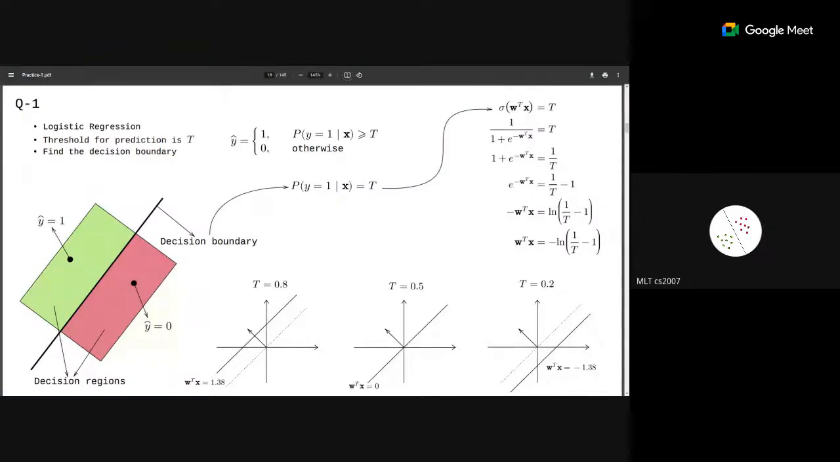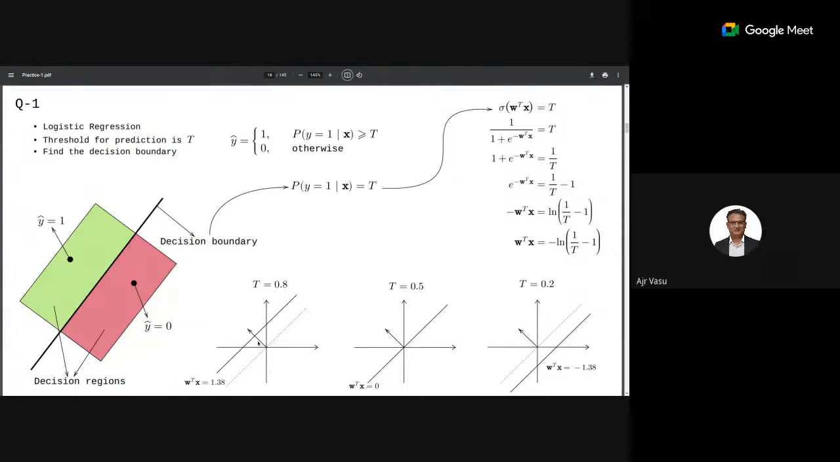Okay, so was this one question? Sir, in the first diagram, W transpose X is equal to 1.38. That's the solid line or the dotted line? The solid line. And the threshold is the dotted line? No, the threshold is the usual boundary that we are used to, right? W transpose X equal to 0. I have drawn the dotted line just to show that they are parallel.